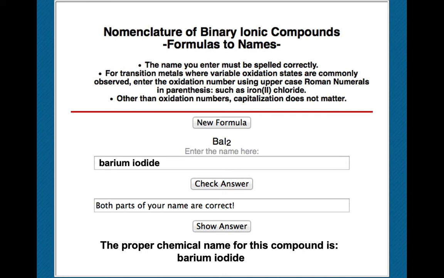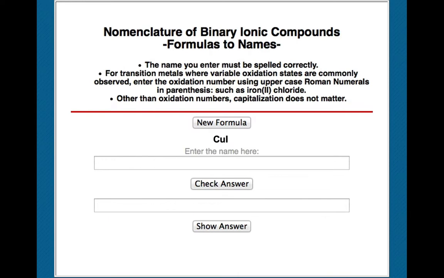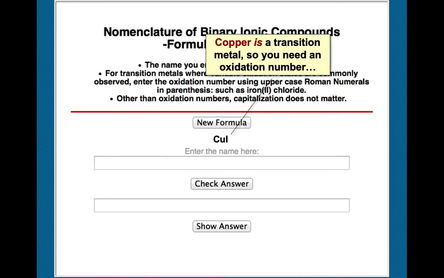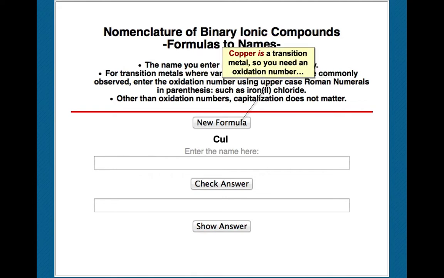And it tells you, yes, you got it right. That's nice. Copper. Look at your periodic table. Copper's there. It's a transition metal. We have to show the charge. We will do this. Iodine is a halogen, it's -1. The copper must be +1. You would write this copper 1 iodide.